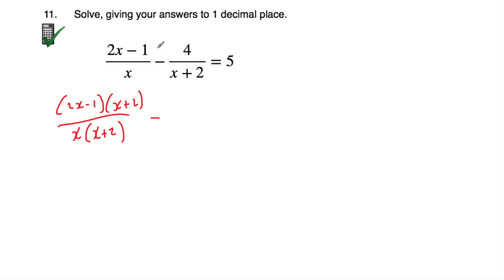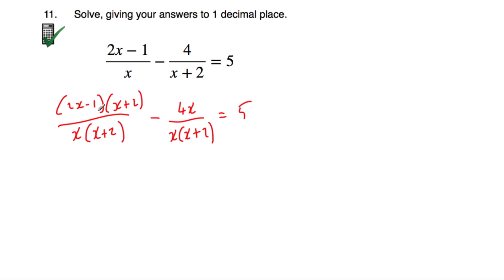And then here we've got our minus, and then we're going to times both the numerator and denominator of this fraction by x. So 4 times x is 4x, and then our denominator, we had x plus 2, we're timesing it by x, it'll be x bracket x plus 2. And then that equals 5. Okay, so we're almost there. We've got the same denominators.